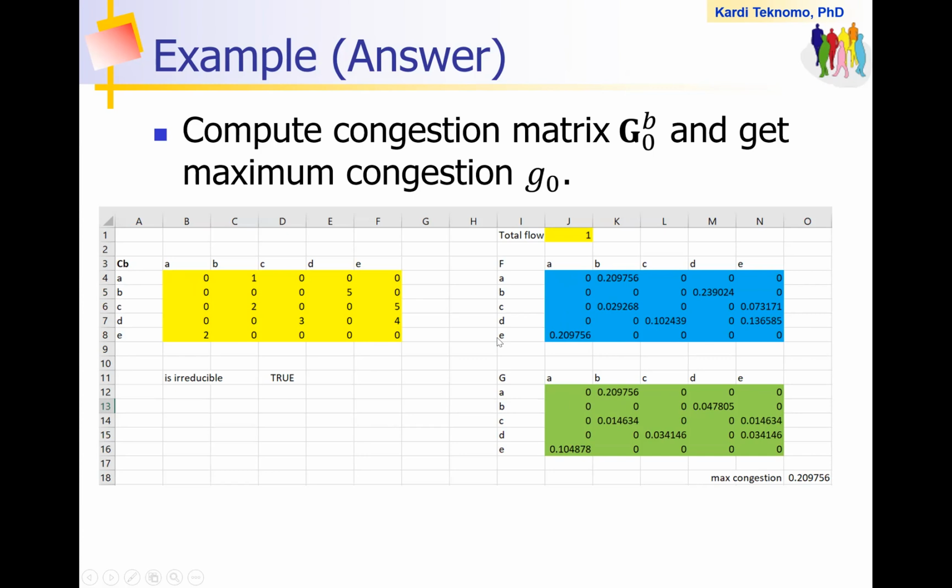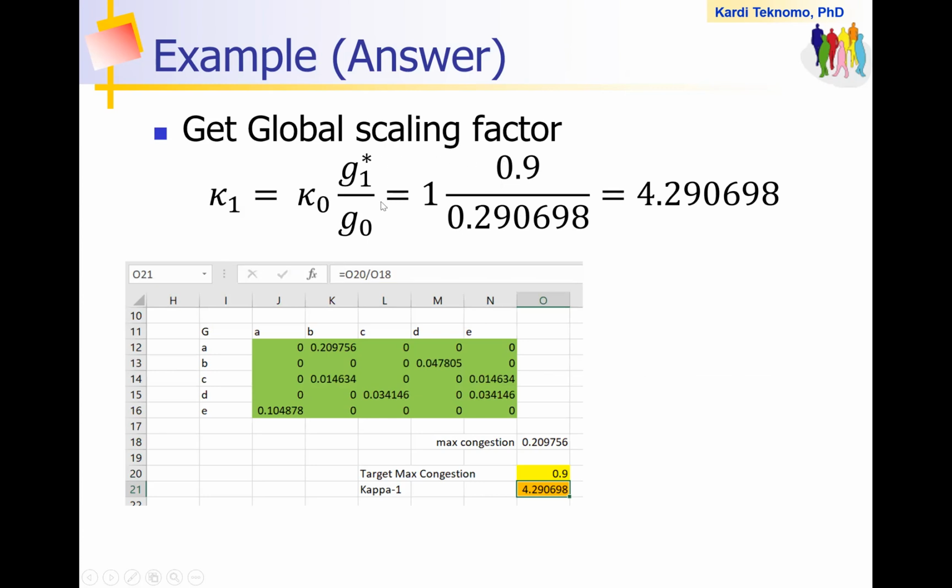Here is the number of lanes. I did not put it into PCU value, just make it lanes only. Can you see here the maximum congestion is 0.2? But our target maximum congestion is 0.9, right? In that case, we get the global scaling factor to make it 0.9. So your target kappa is 0.9. Kappa is the same as your target, see O20 here, divided by O18. O18 is the maximum congestion from this. So 1 multiplied by 0.9 divided by 0.29. So you get 4 point something.